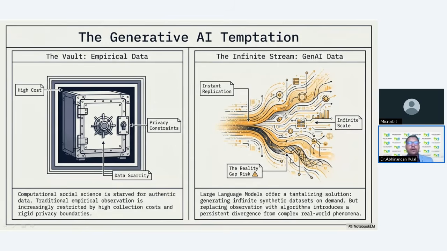So alternatively, most of the researchers are now using generative AI to generate responses, where they can immediately replicate the data, and there is no limitation. They can generate 500 responses, or 1000 responses, and even 10,000 responses. It immediately does that. But the very important risk here is whether the data we generated with the help of GenAI replicates the real data. So that is the big question.